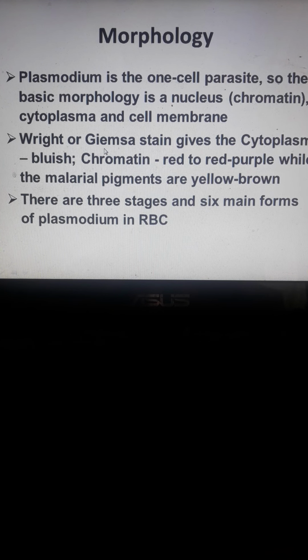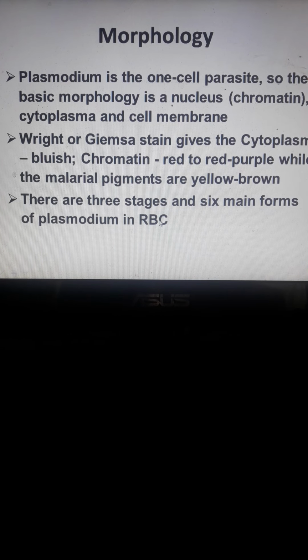Or Giemsa. Usually they are found in the cytoplasm of the cells. So this is the stain, right, and Giemsa stain gives the cytoplasm a bluish color, the chromatin red to red-purple, while the malaria pigments are yellow-brown. So these are the 3 stages, 6 main forms of Plasmodium in RBC.